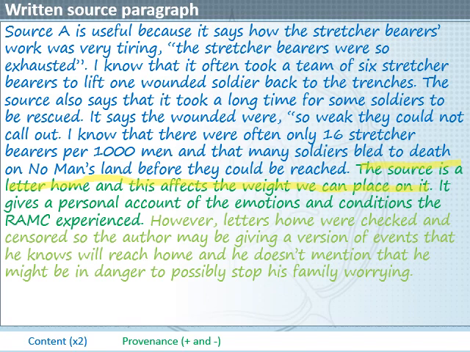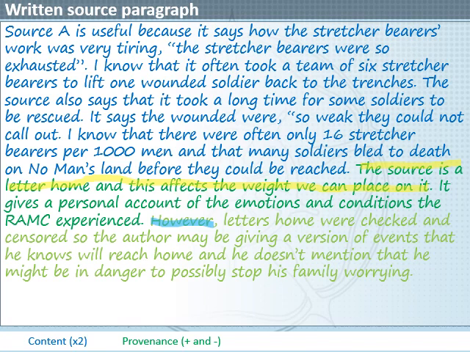I then come up with a positive aspect of its provenance, what makes it useful for an inquiry into the work of stretcher bearers. And then I move on to come up with something that's slightly more negative, that's a limiting factor. And I get into that by using the word however. And that signposts to me and my reader that I'm doing something different here.